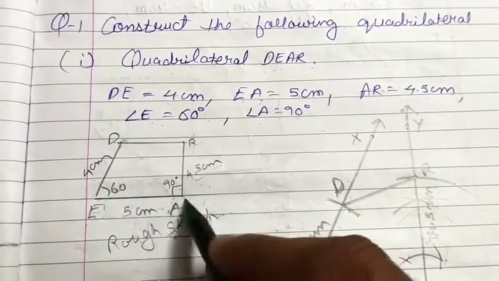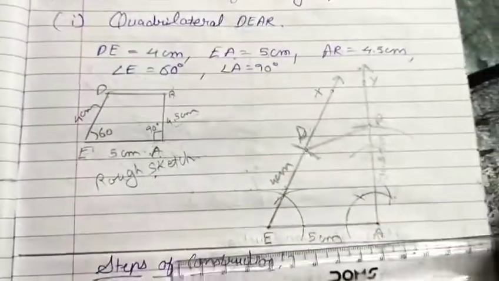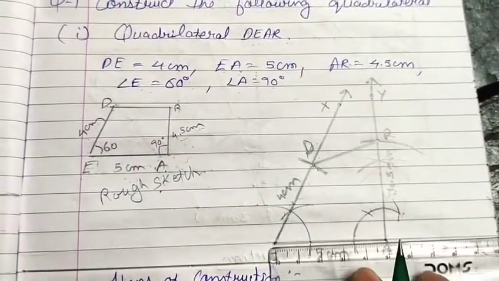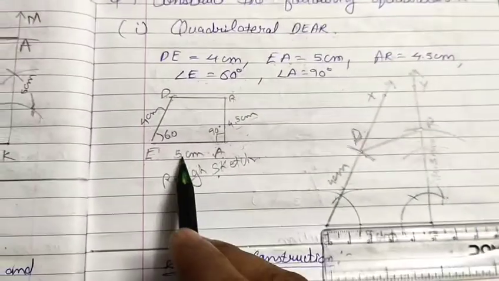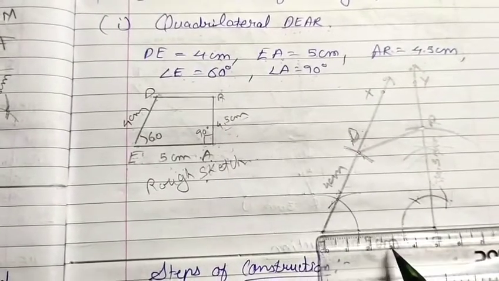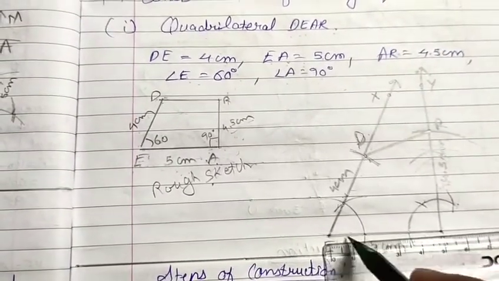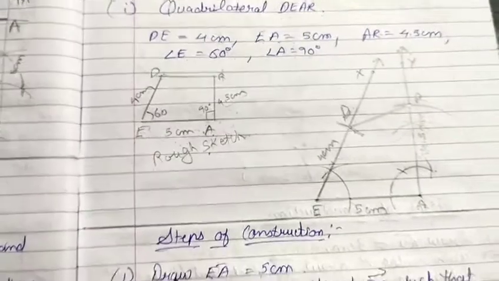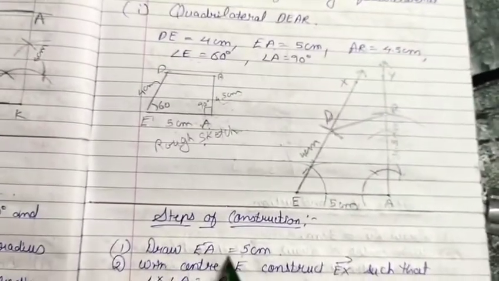Now as per the rule, you have to draw this base first. So place your scale over here and try to get 5 cm, which is over here as per our rough sketch, 5 cm. Put a dot and draw a line segment. And write down the first step of construction: draw EA equals 5 cm.